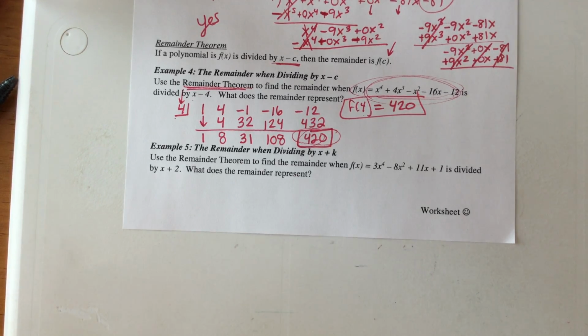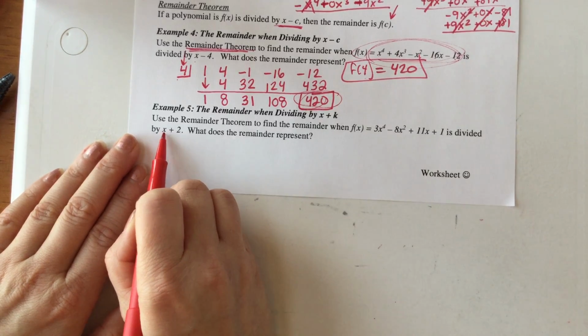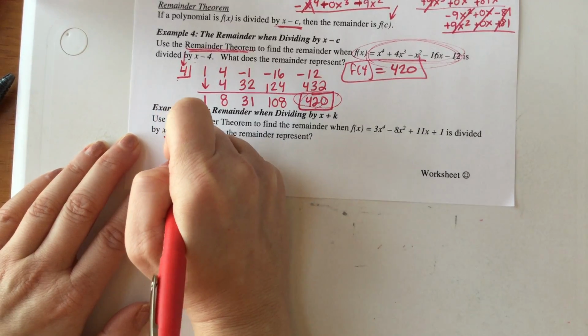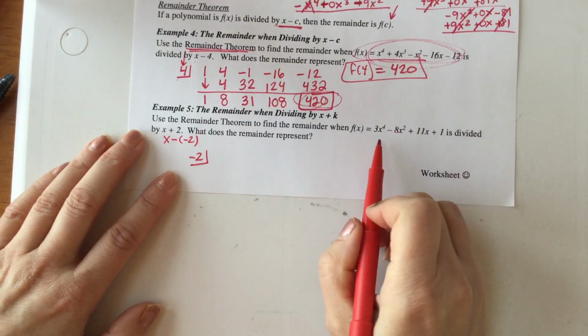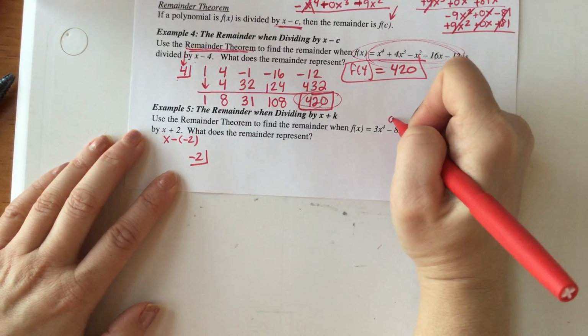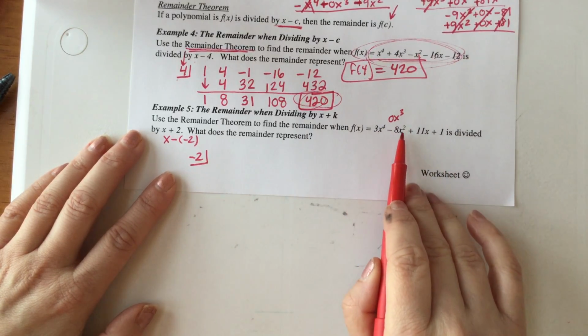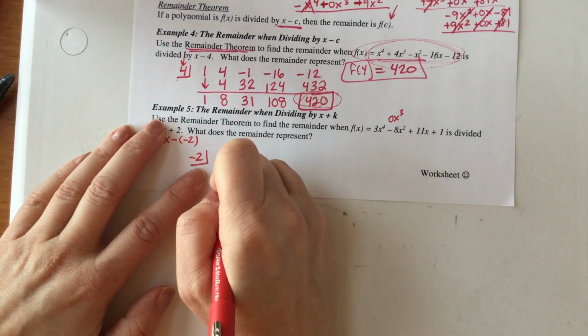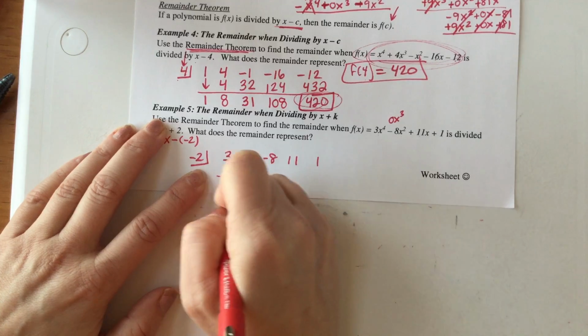So that's what the remainder theorem is. Let's do one more. So again, if this is x plus 2, you have to realize that that was x minus a negative 2. So negative 2 goes in the box. Here was the function. 4x's. There are not 3x's. You have to make sure you put a 0. 4x's, 3x's, 2x's, 1x's, no x's. So it's 3, 0, negative 8, 11, 1.